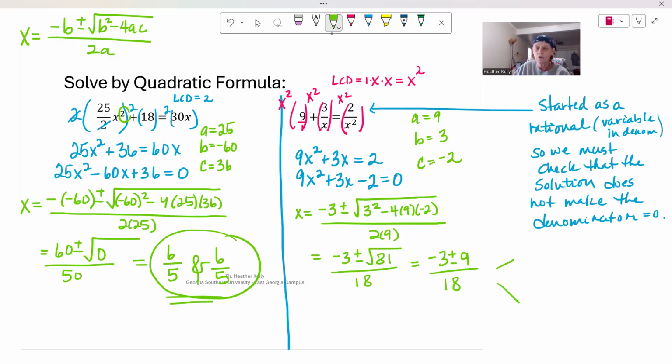So we get two answers here. We have negative 3 plus 9 over 18 and negative 3 minus 9 over 18. Negative 12 over 18. You are going to be required to reduce your fractions.